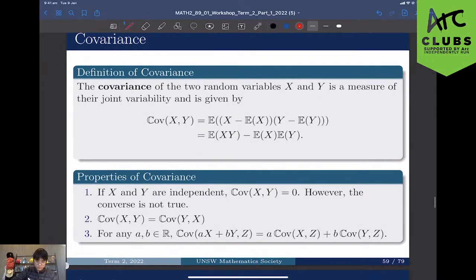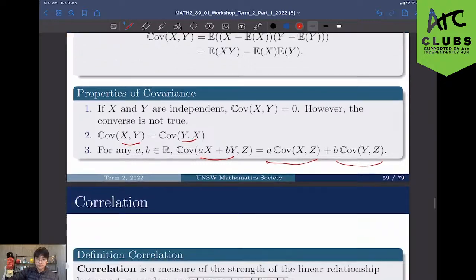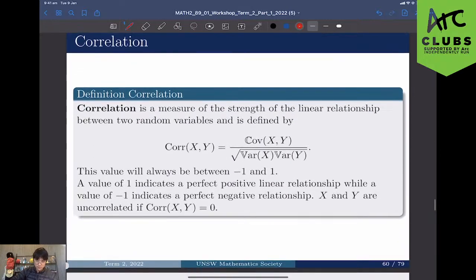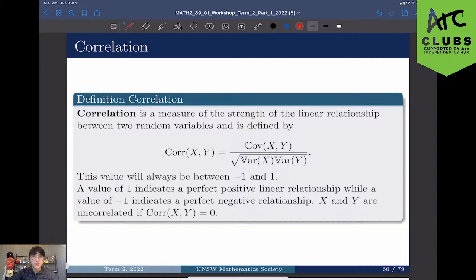And with covariance, it doesn't matter which way you put it. Also with covariance, if we have this linear combination, we can expand it like such. Correlation uses covariance, and it measures the strength of a linear relationship between two random variables, and it's defined by this formula.